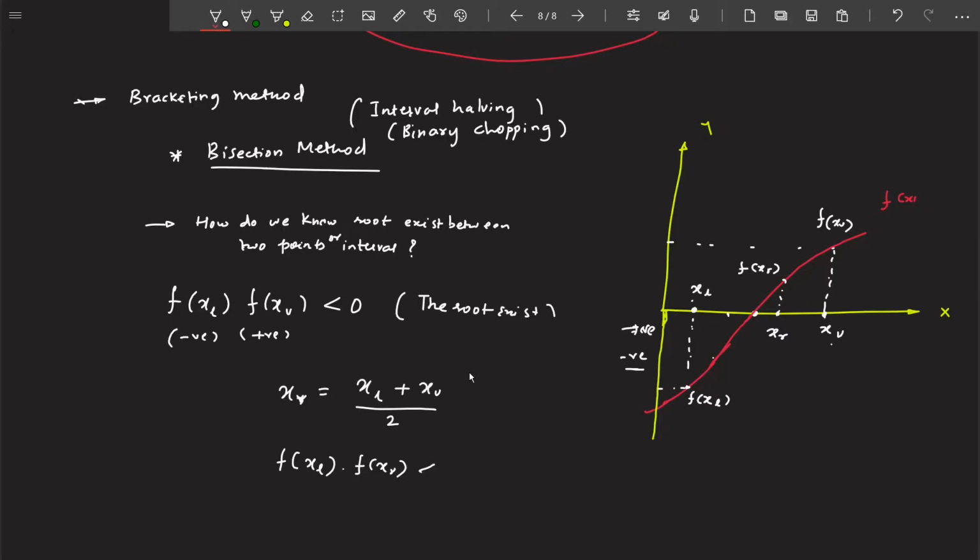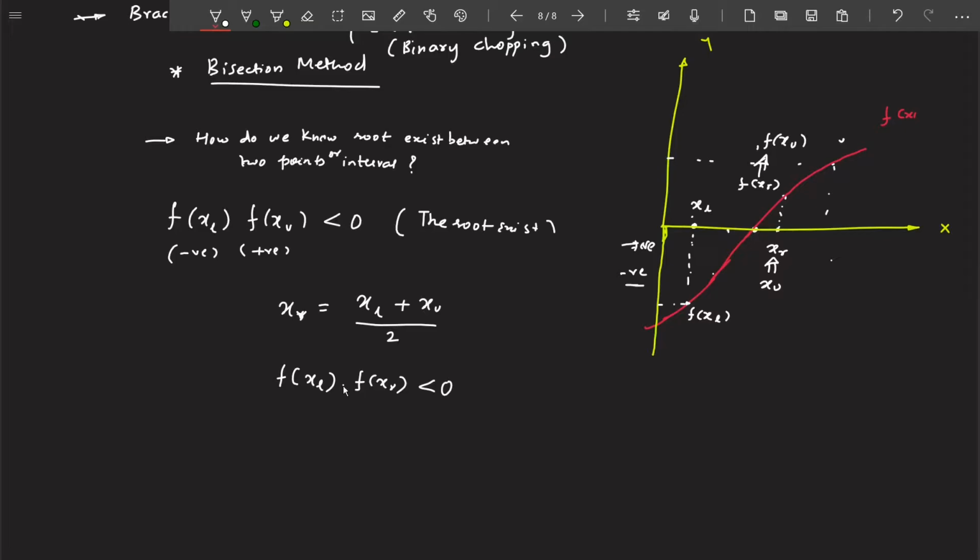If that turns out to be negative, then this will be my new XU. Okay, I'll remove that, and this will become my new XU. Then I can erase this. So now this becomes XU, and this also becomes XU. Yeah. Now, this was the first iteration.